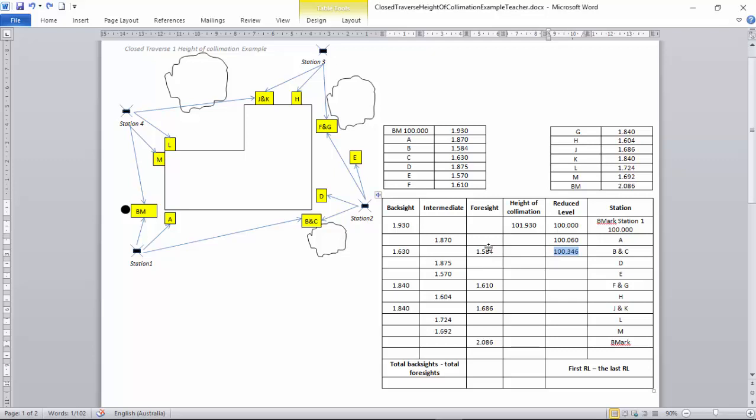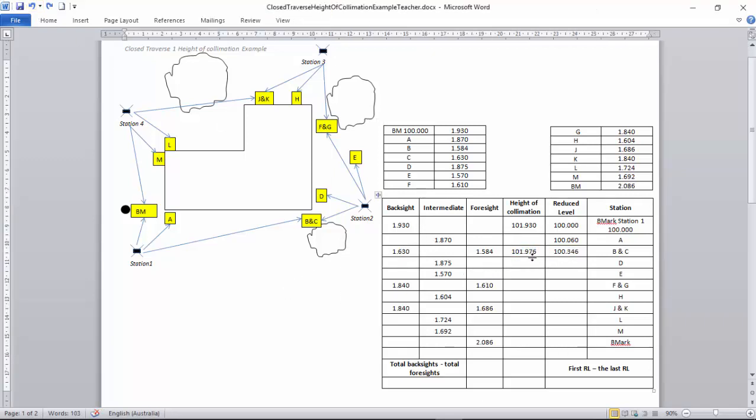Then our next reading is 1584. So we take our 1584 away from our 101.93, and that is the figure that we get there. Now what happens with that? We then add our 1630 onto that 100.346, and we get the figure 101.976. Okay, so we've added that 1630 onto our last reading, and we've got a new height of collimation of 101.976.